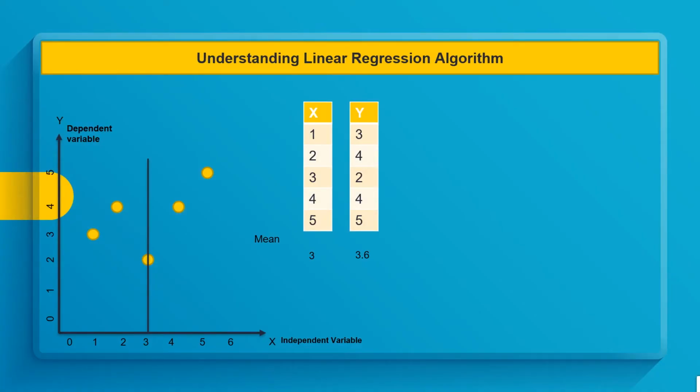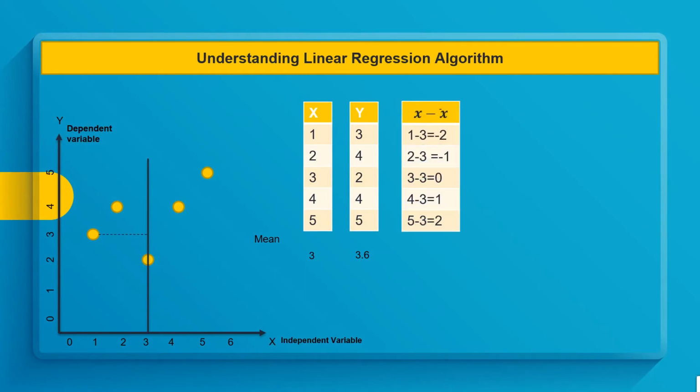So moving on ahead, as a part of the formula, what we are going to do, we'll calculate x minus x bar. So we have x as 1 minus x bar as 3. So 1 minus 3, that is minus 2.